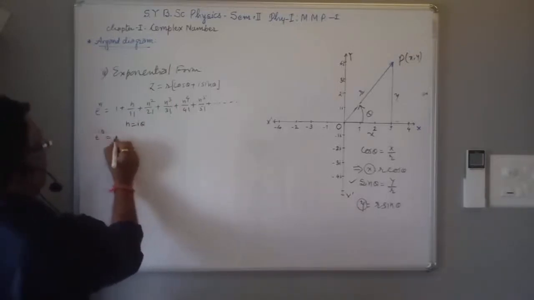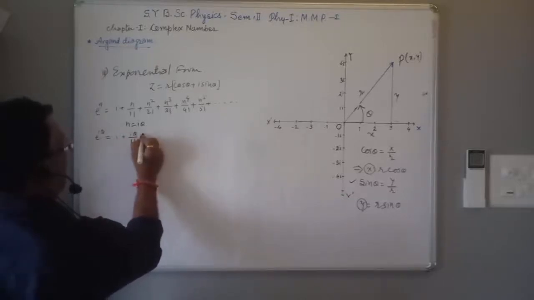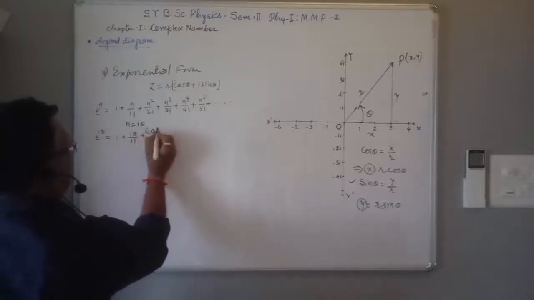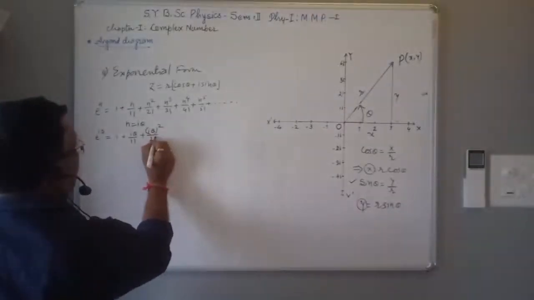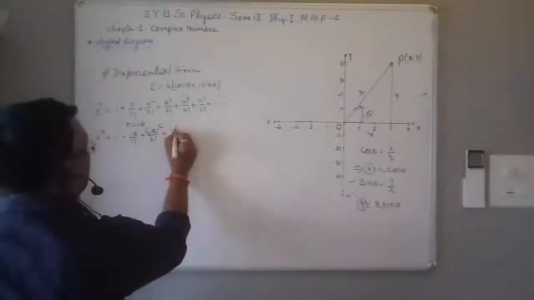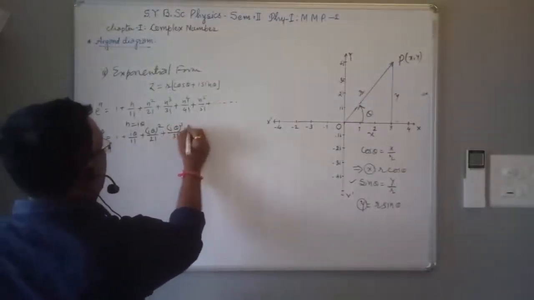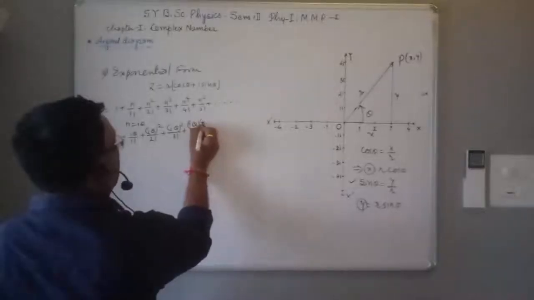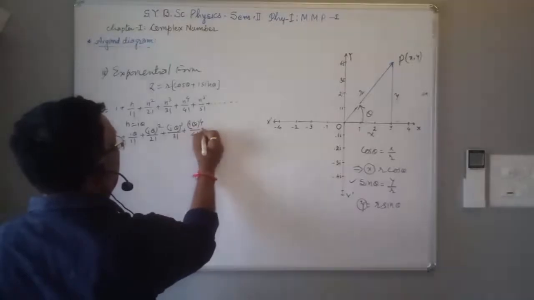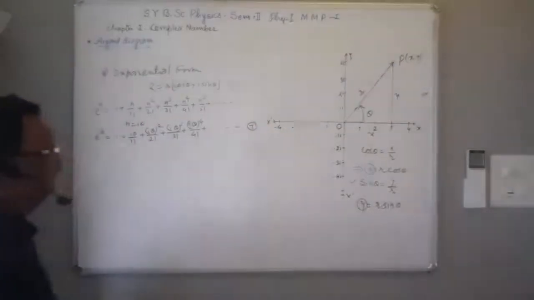is equal to 1 plus i theta upon 1 factorial plus (i theta) whole square upon 2 factorial plus (i theta) whole cube upon 3 factorial plus (i theta) raised to 4 upon 4 factorial and so on. Suppose this is equation 1.